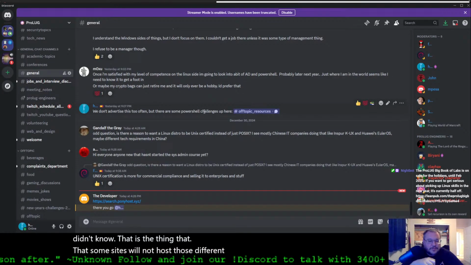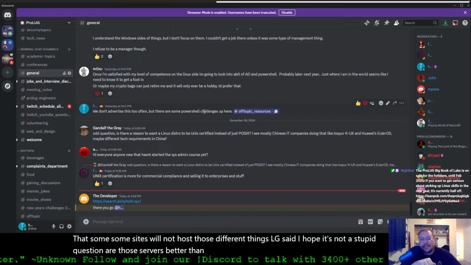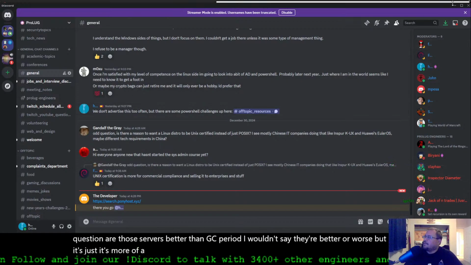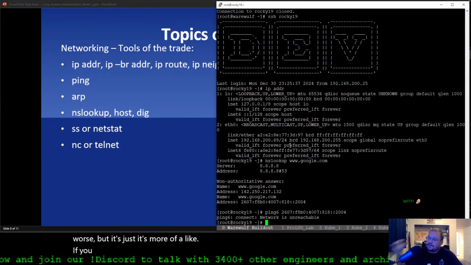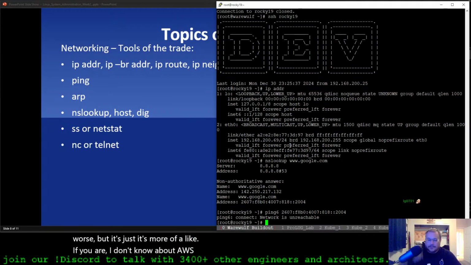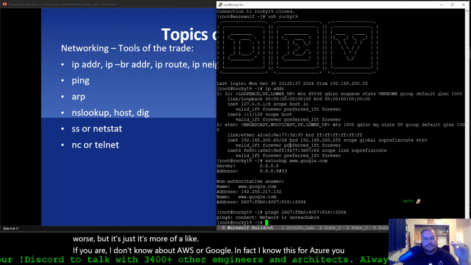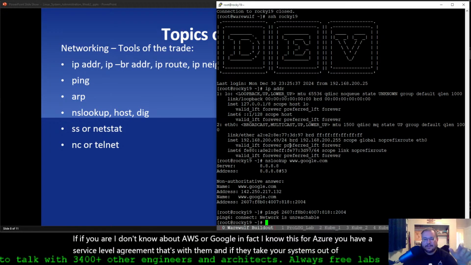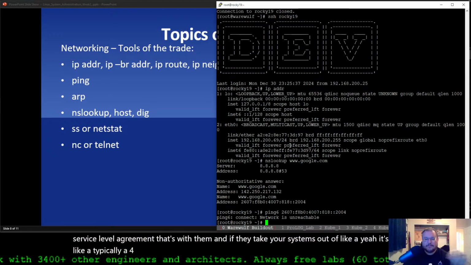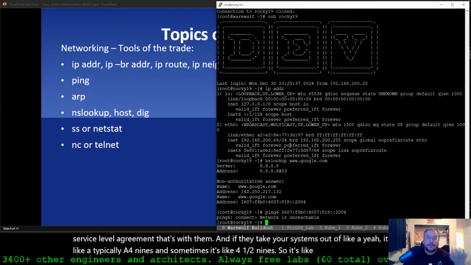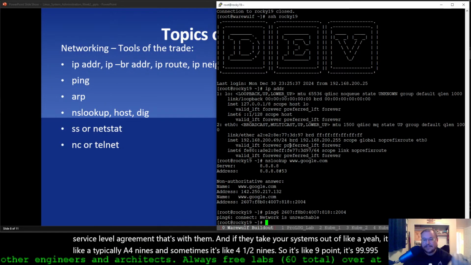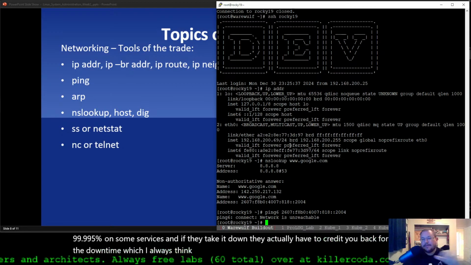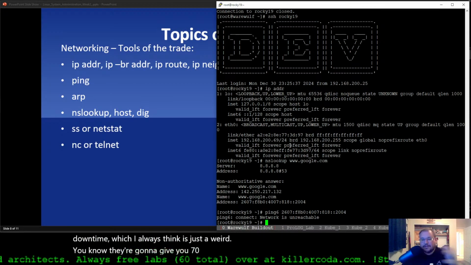LG said, I hope that's not a stupid question. Are those servers better than GCP or AWS? I wouldn't say they're better or worse, but I don't know about AWS or Google, in fact. I know this for Azure. You have a service level agreement with them, typically four nines, and sometimes it's like 4.5 nines, so it's like 99.995% on some services, and if they take it down, they actually have to credit you back for the downtime, which I always think is weird, they're going to give you 72 cents back because your server was down for a few hours.